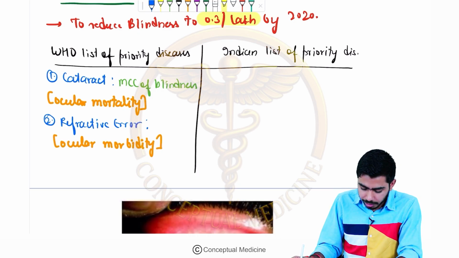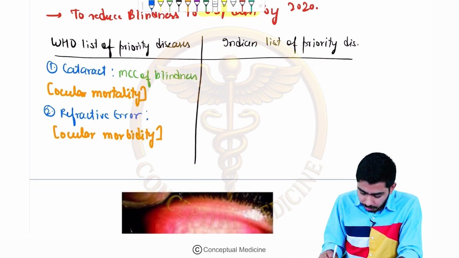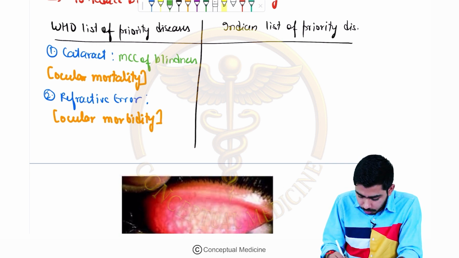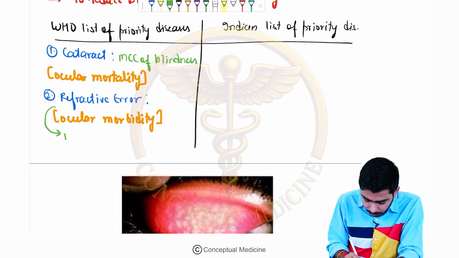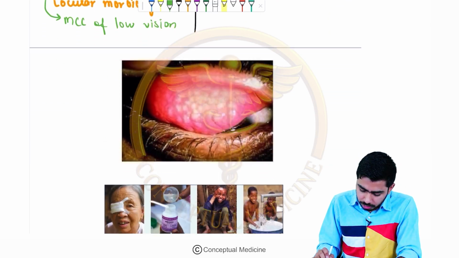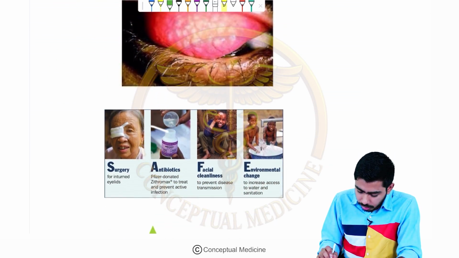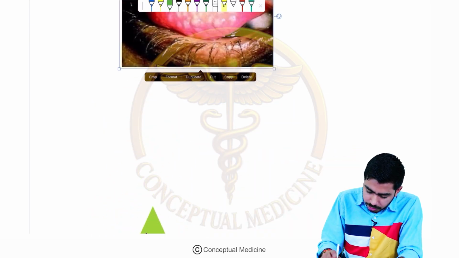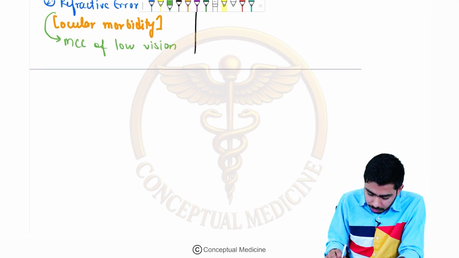So refractive error is also known as the ocular morbidity, and it is the most common cause of low vision, right? We shall be talking about the others as well. Meanwhile, let me just remove these diagrams. We'll talk about them, but later on.